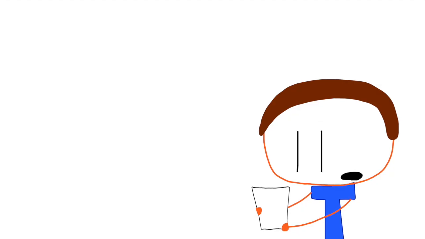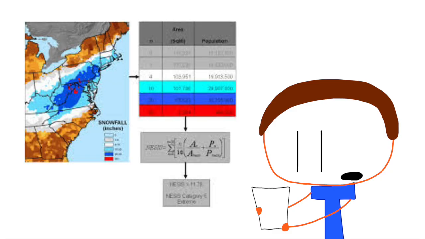The aerial distribution of the snowfall and population information are combined in an equation that calculates an NESIS score, which varies from around 1 for smaller storms to over 10 for extreme storms. The raw score is then converted to one of the 5 NESIS categories.